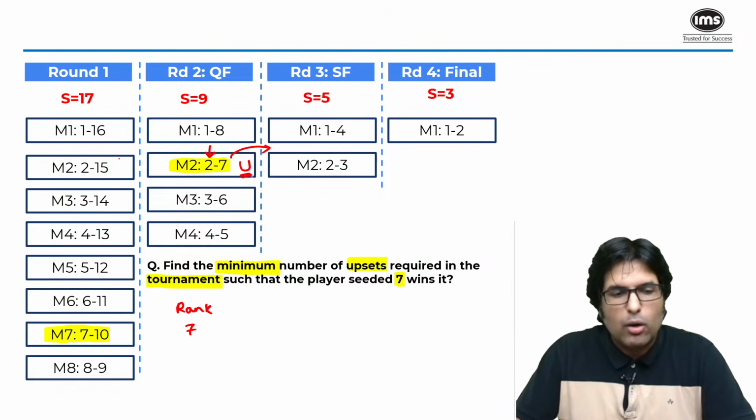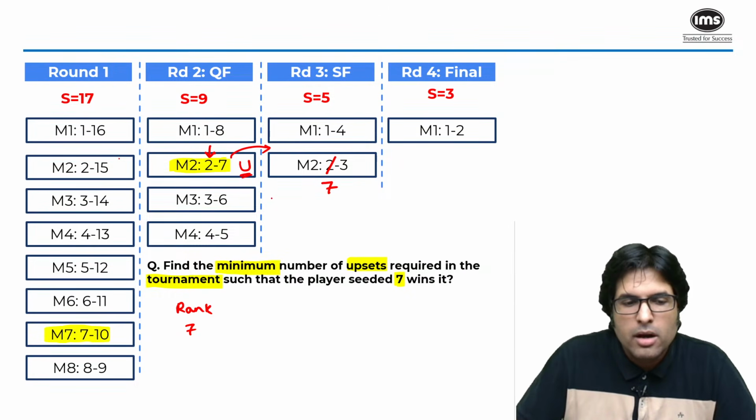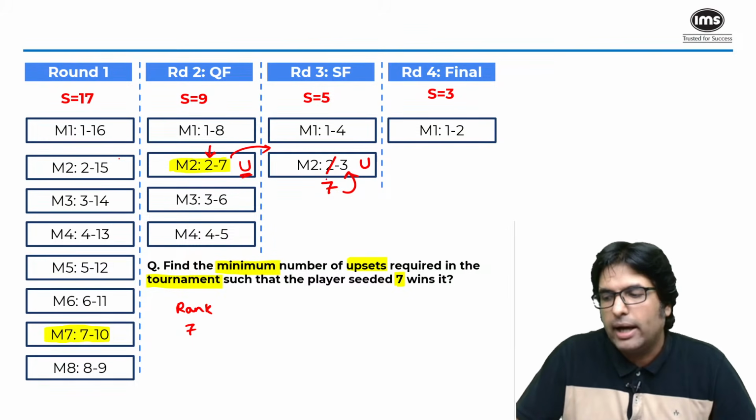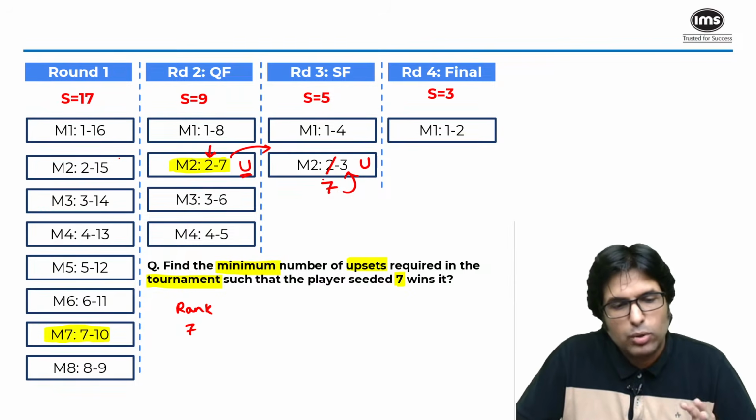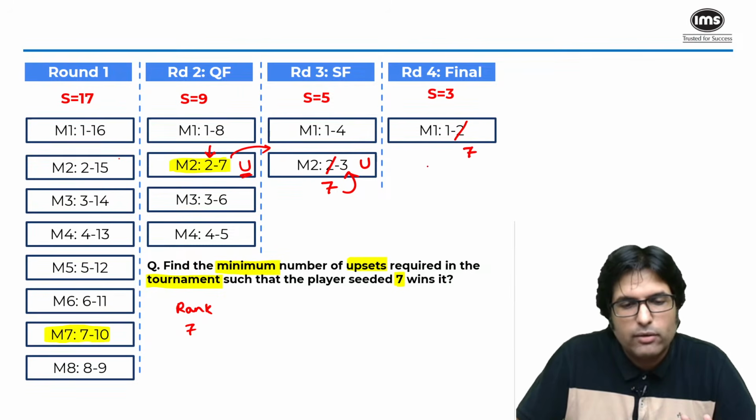Now if round 2 is an upset, 7 would take the place of 2 in match 2 of round 3. And now 7 is going to play a match with 3. So can I say this would again be an upset? This would again be an upset. And 7 beats 3. So 7 would then take the place of 2. 7 would be playing against 1. If 7 is playing against 1, again you would require an upset.